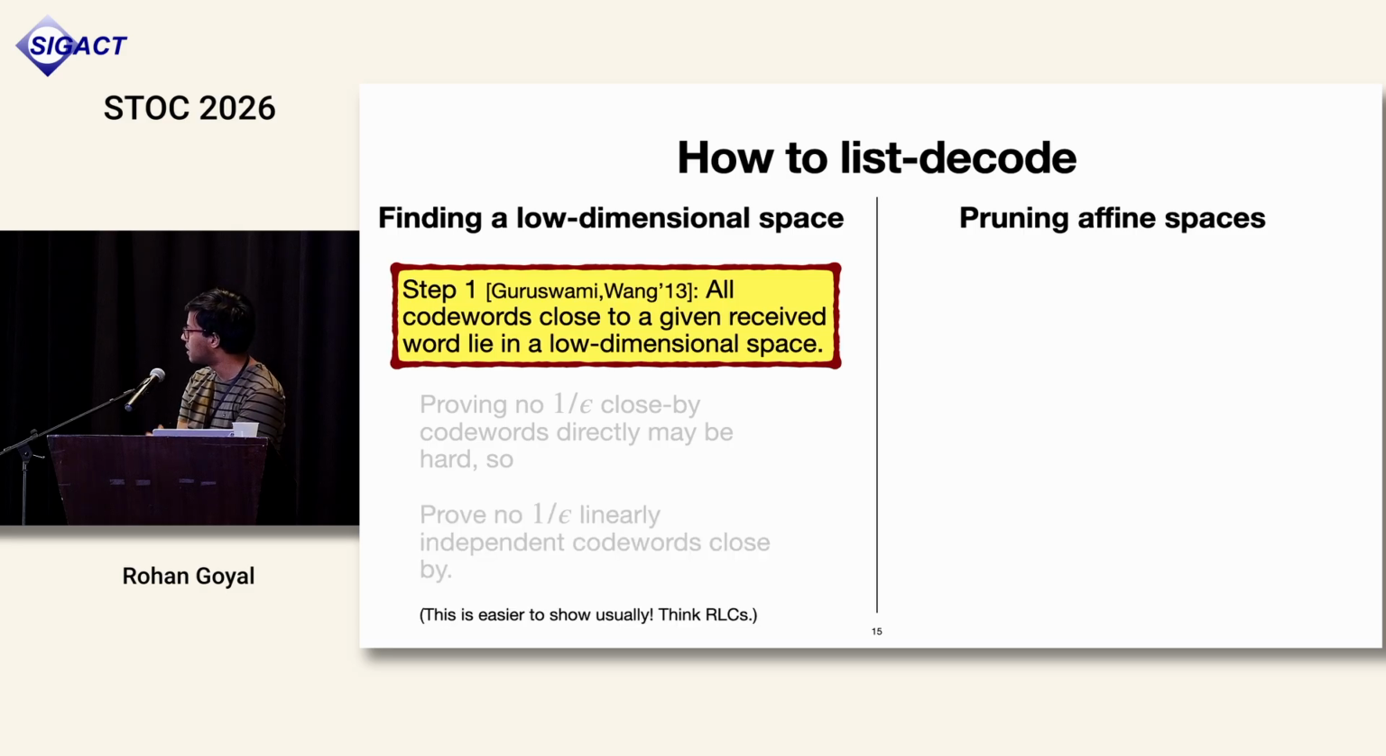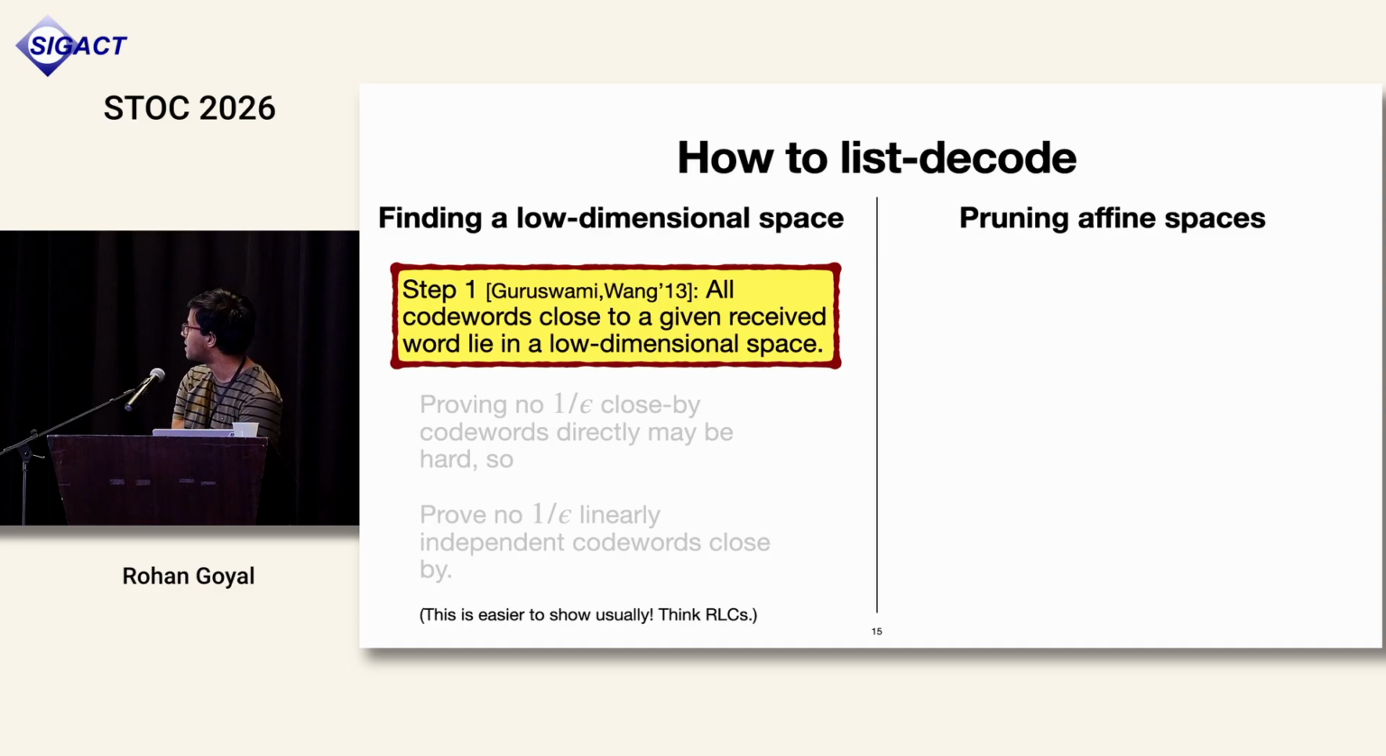And this is easy to show, you can think of random linear codes. If you have code words that are not linearly independent, it's harder to prove that they won't land close by. But if you consider 1 by epsilon linearly independent things and now sample, all of them landing close to a given word is unlikely.